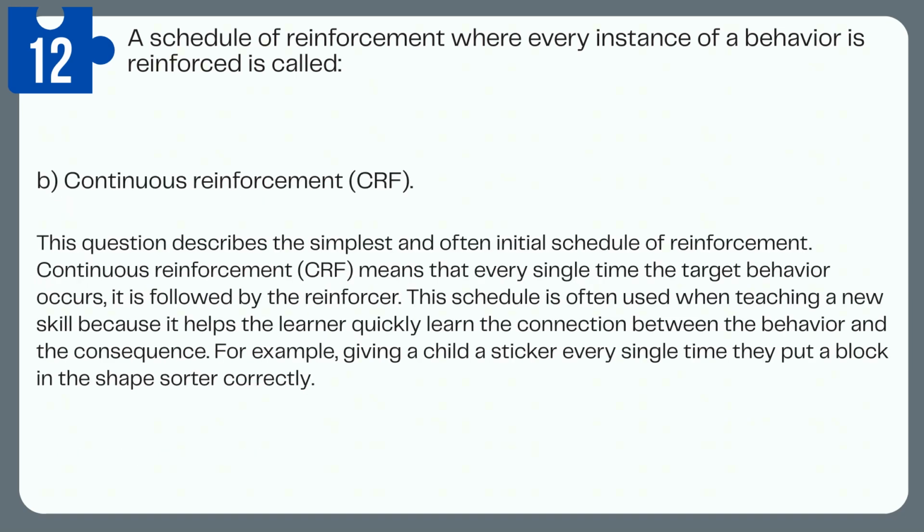Answer: B. Continuous reinforcement, CRF. This question describes the simplest and often initial schedule of reinforcement. Continuous reinforcement, CRF, means that every single time the target behavior occurs, it is followed by the reinforcer. This schedule is often used when teaching a new skill because it helps the learner quickly learn the connection between the behavior and the consequence. For example, give a child a sticker every single time they put a block in the shape sorter correctly.